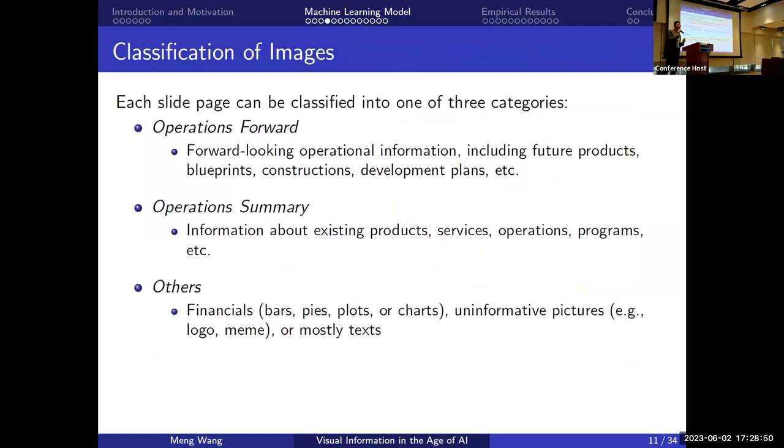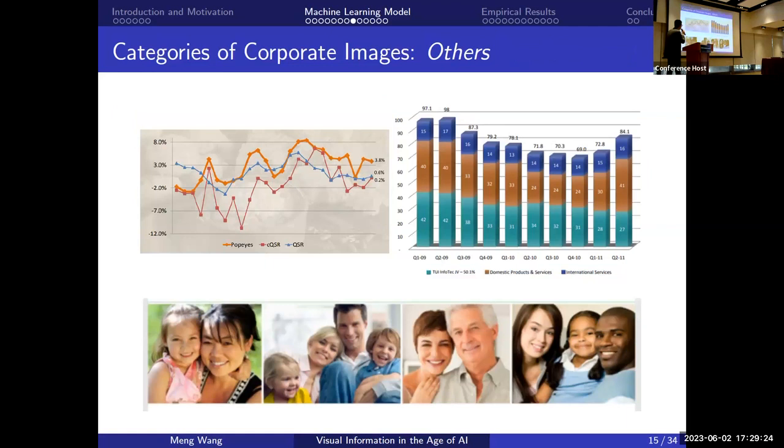And the last category is actually a very broad category. We call this other, but it actually includes many subcategories. The first subcategory is financial figures, so it could be a bar or a pie or a plot or chart. The second subcategory is uninformative pictures, so it could be a logo or an image. And the last subcategory is, if a slide is mostly about text, then we also classify this slide page as other. So these would be examples of this category.